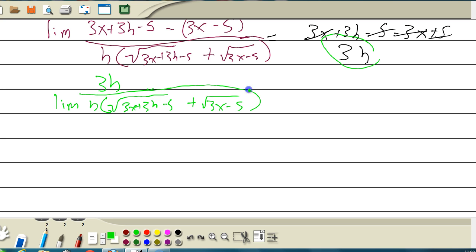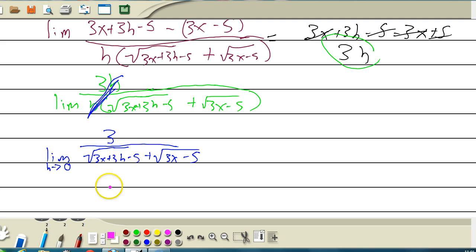Alright. Well, you have an h on top and an h on bottom, so they cancel out. So now you have the limit of 3 over the square root of 3x plus 3h minus 5 plus the square root of 3x minus 5 as h approaches 0. So now we're going to go ahead and plug in 0 for h. Well, we only have one h, and that's exactly what we want. We only have this h here. 3 times 0 is 0. So we have 3 divided by the square root of 3x minus 5 plus the square root of 3x minus 5.